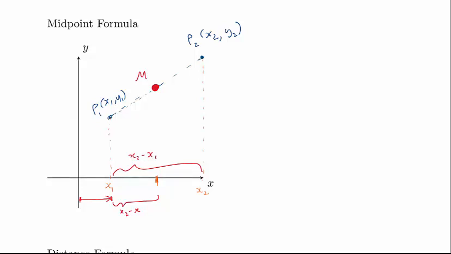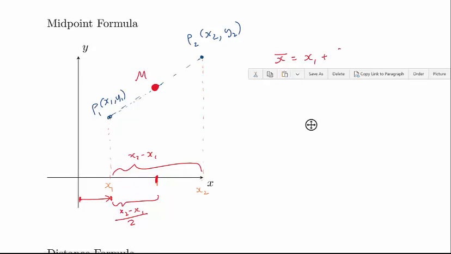So we want half that distance. So to find that, it's going to be divided by 2. Note that we're trying to find the coordinate right here, so we've got to add this distance back in. So the midpoint for this guy, I'm going to call it the x bar, equals x1 plus x2 minus x1 divided by 2.